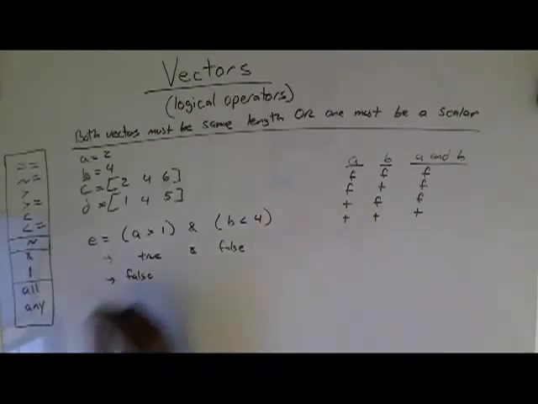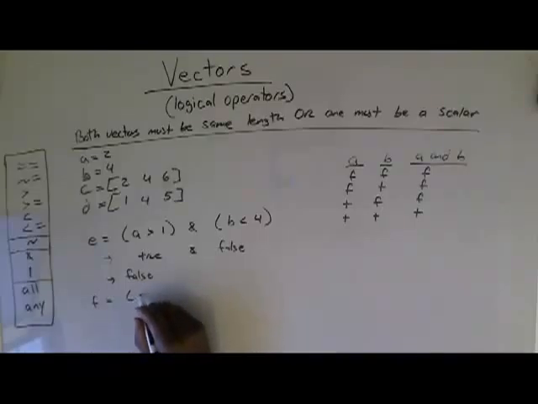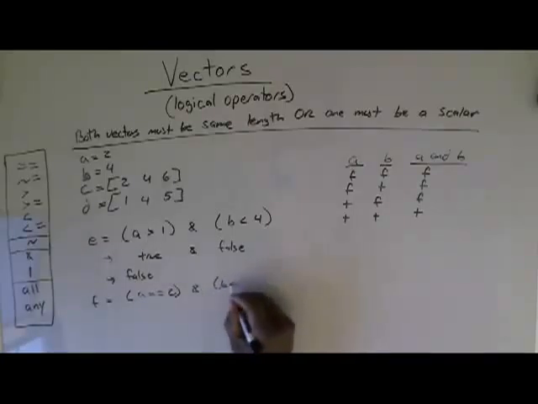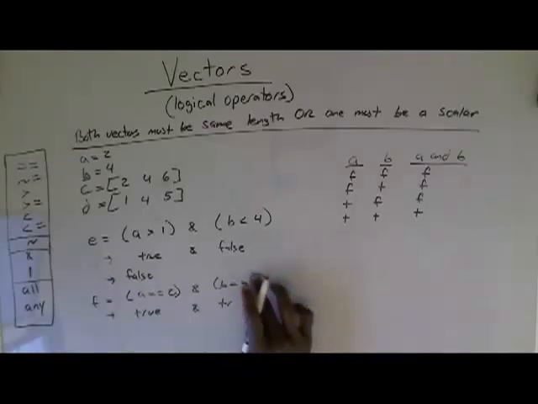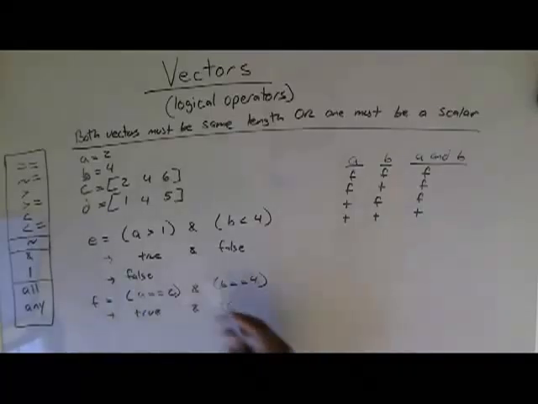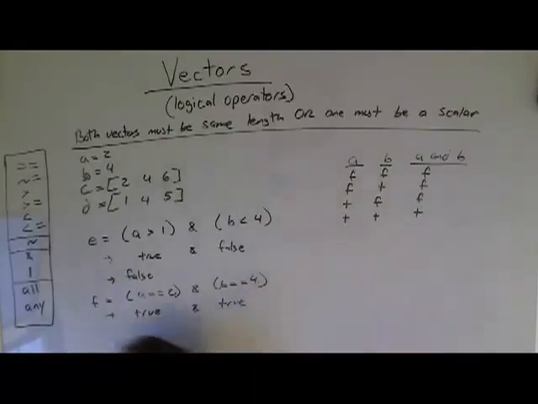So likewise, if I did F equals A equal to 2 and B equal to 4, then that's going to go true and true. Whoops, no, let me go 4 here. I want it to be true. So does A equal 2? Yes, it does. That's true. Does B equal 4? Yes, it does. That's true. And so the result is true, according to our truth table there. Okay?